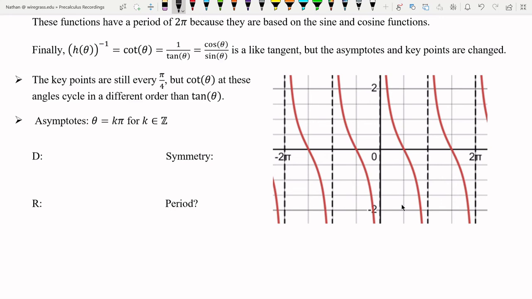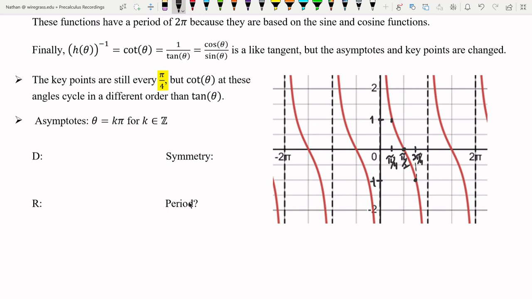And it's still going to have these important points every pi over 4, because tangent had the important points there, so cotangent will also have these important points. I can show that here. This is going to be pi over 4. This is going to be pi over 2. This is going to be 3 pi over 4. Pi over 4 goes up to positive 1. Pi over 2, of course, is 0, and 3 pi over 4 is at negative 1.